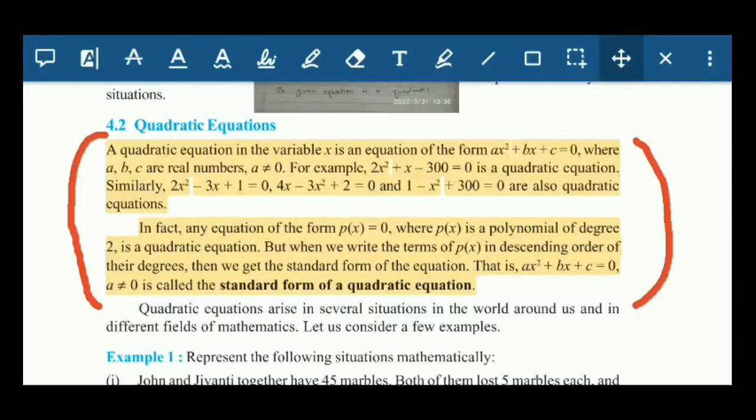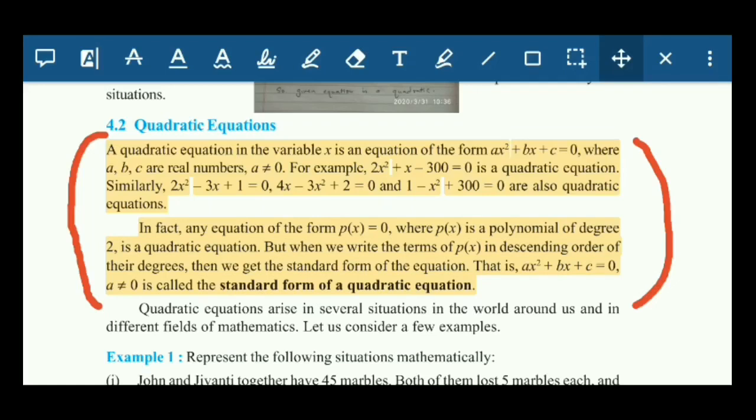Now students, we will start our exercise 4.1. Before starting the exercise, you will write the definition of the quadratic equation. You can see a quadratic equation in the variable x is an equation of the form ax square plus bx plus c equals 0, where a, b, c are real numbers, a is not equal to 0.